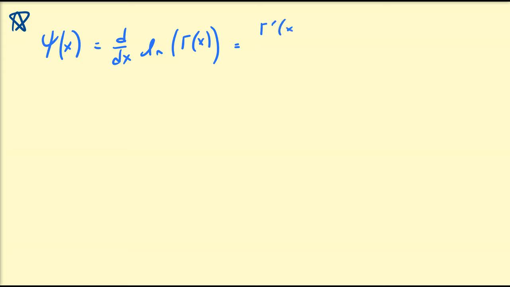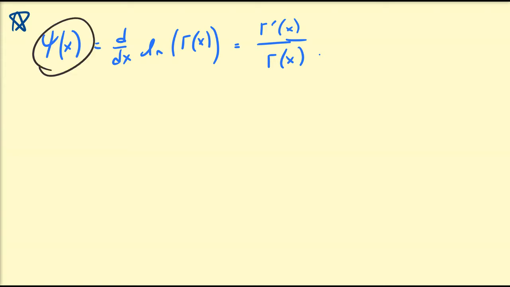Hello there. In the previous video we introduced what we called the Digamma function. So the Digamma function, or the psi function of x, is defined to be equal to the logarithmic derivative of the gamma function. So one can find that this is going to be equal to gamma prime of x divided by gamma of x.